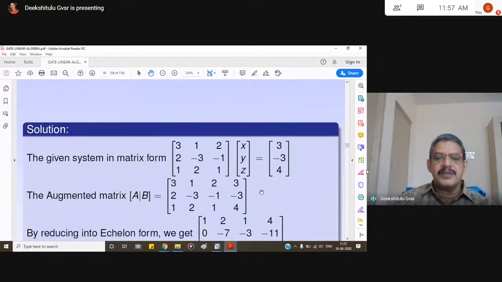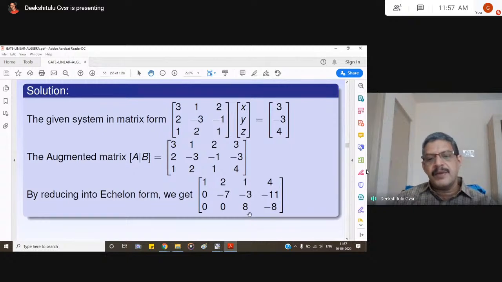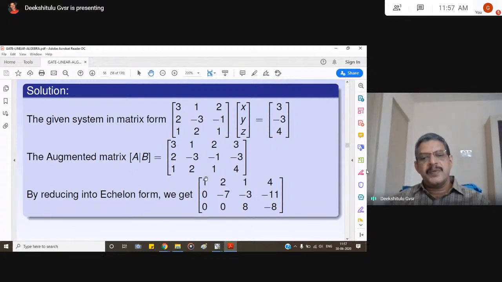Upper triangular system means the elements below the principal diagonal are zeros, and the elements above the diagonal are non-zero. Such a thing is called an upper triangular matrix. That means the non-zero elements will be in the upper triangle like this. Below this diagonal the elements are zeros. So once you reduce it to echelon form, it is almost an upper triangular matrix.